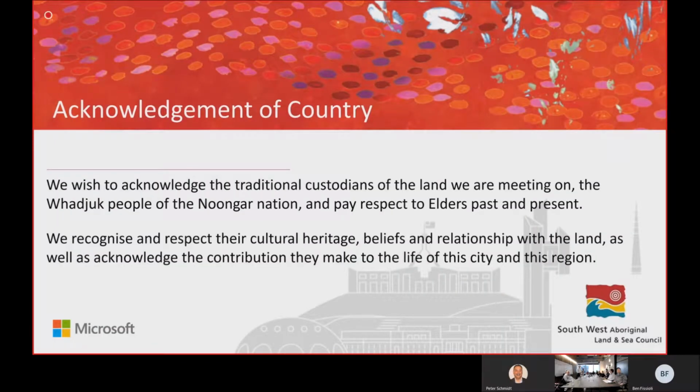Okay, so just an acknowledgement of the country. I wish to acknowledge the traditional custodians of the land we are meeting on, the Wadjuk people of the Noongar Nation, and pay respect to elders past and present. We recognise and respect their cultural heritage, beliefs and relationship with the land, as well as acknowledge the contribution they make to the life of this city and this region.